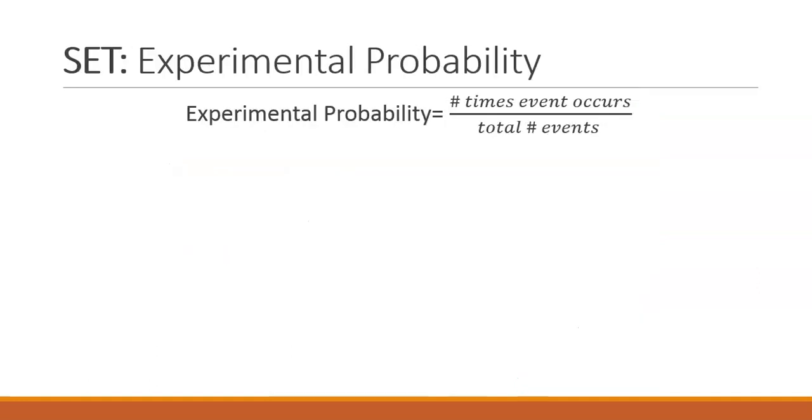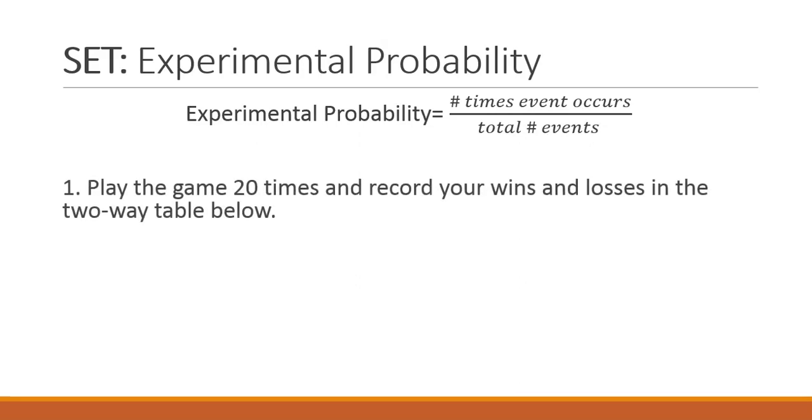In the Set, we are now looking at experimental probability. To find the experimental probability, we take the number of times an event occurs and divide it by the total number of events. In the Set, you are asked to use a Java applet and play a game. You're going to play the game 20 times and record your wins and losses in the two-way table provided.